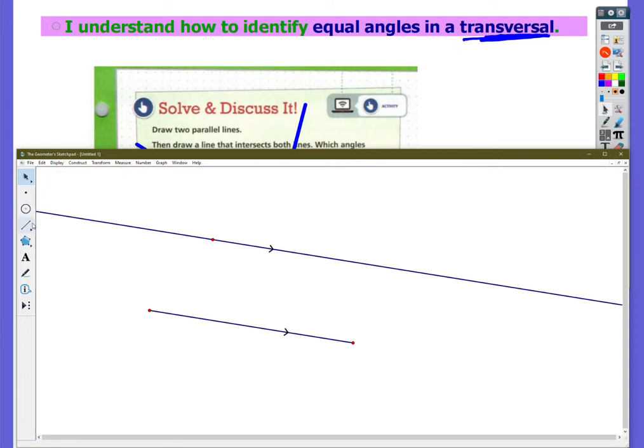Now let's make our transversal. Remember we said the transversal just comes in and cuts through. We'll mark the two points it intersects. Essentially what I have is eight separate angles. We have the angle opening up here, here, here, and then another four over here. So, one, two, three, four angles. We're going to try to find which ones are equal.